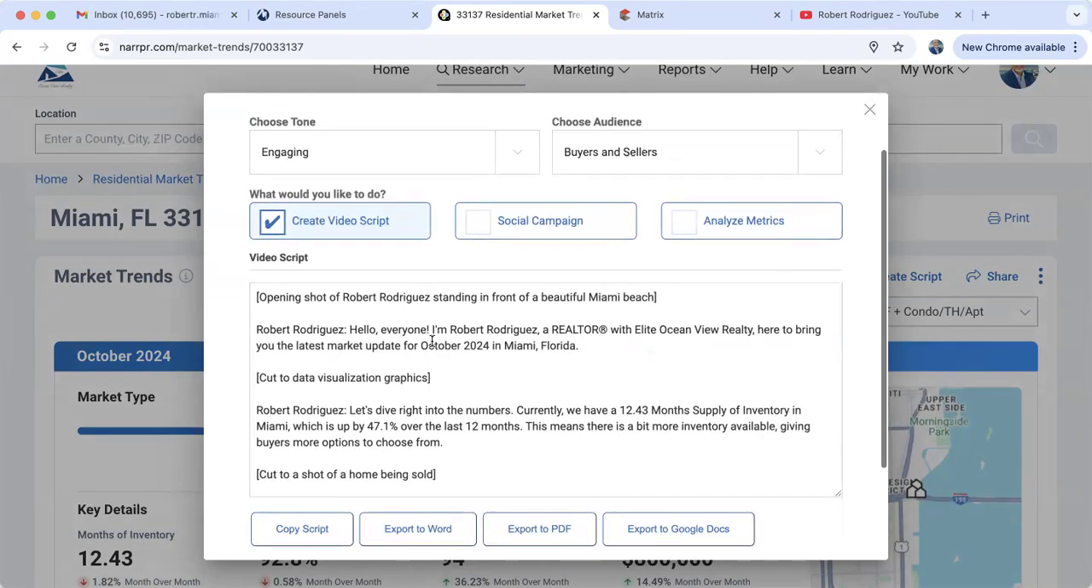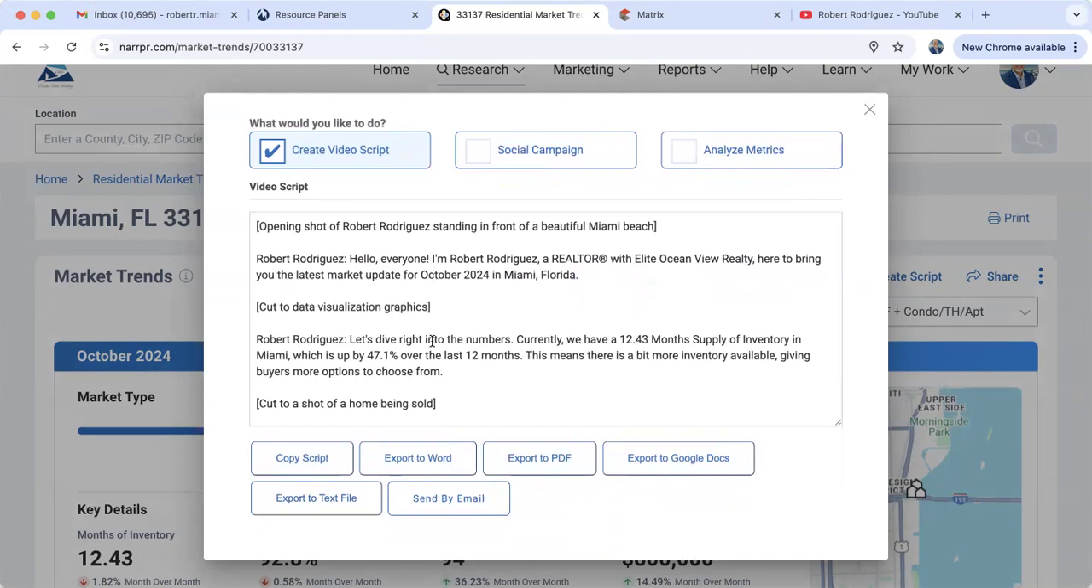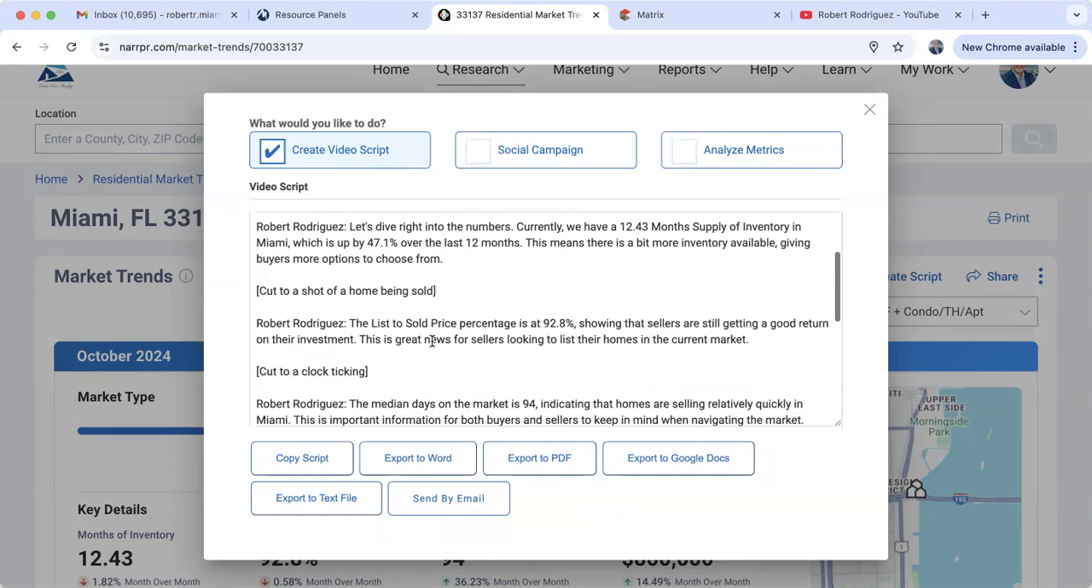So right there, it's going to give you a script. You can print it and get ready to read your script and record yourself a video. Right here it says, hello, this is Rob, hello everyone, I'm Robert Rodriguez, Realtor with Elite Ocean View Realty, here to bring you the latest market update for October 2024 in Miami-Dade County. All right, Robert Rodriguez, that's me. Let's dive right into the numbers. Currently, we have 12.43 months of supply, which is up 47.1% over the last 12 months.